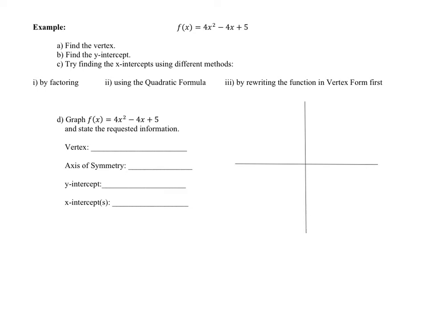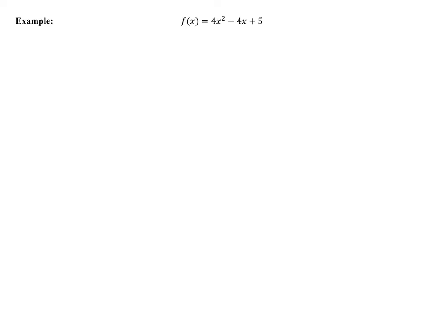In this example, we are going to analyze this quadratic function that is written in standard form, and we are going to find a number of characteristics. We will find the vertex, the y-intercept. We will find the x-intercepts using a variety of different methods, if possible, and then we will use all this information to graph this quadratic function. So let's start with part A, where we will determine the vertex.